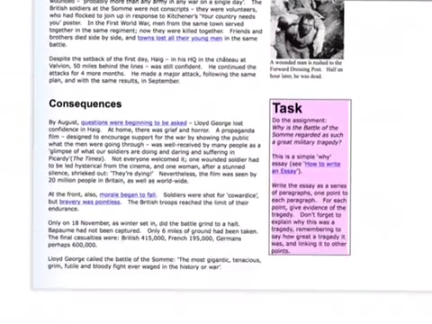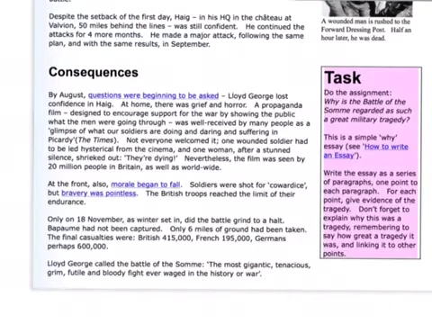By August, questions were beginning to be asked. Lloyd George lost confidence in Haig. At home there was grief and horror. A propaganda film designed to encourage support for the war by showing the public what the men were going through was well received by many people as a glimpse of what our soldiers are doing in daring and suffering in Picardy. That's in France.